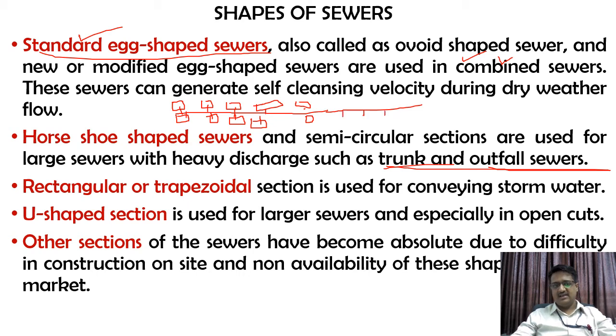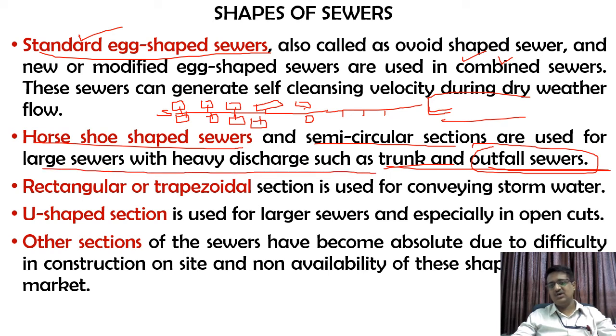So that's why the size will be much smaller at the start, and as it moves towards this end, the size is going to become larger. The size of these sewer lines will be maximum at the outfall point. Outfall sewer means the point of disposal, so the size of that sewer will be much more. Horseshoe shaped sewers or semicircular sections are used for large sewers with heavy discharges. Whenever you want more discharge, usually at the end of the disposal point, there you can prefer the horseshoe shaped or semicircular sections.